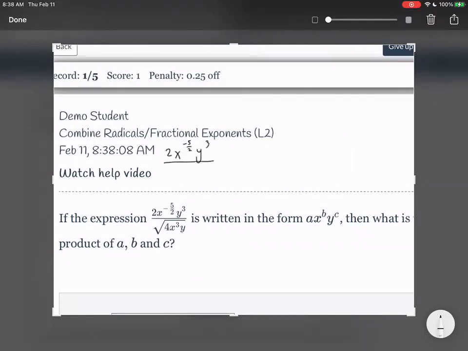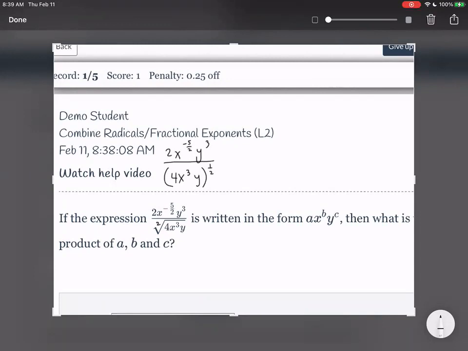So on top, everything's in exponential form already, so that's great. On the bottom, things are in radical form. So I'm going to change that radical to the exponent that I know it is. This is a square root, so that's the power of 1/2. So on the inside of our power of 1/2, I'm just going to put 4x cubed y. Okay, so far all I did was change the radical on the bottom, the square root. I changed that to an exponent of 1/2.